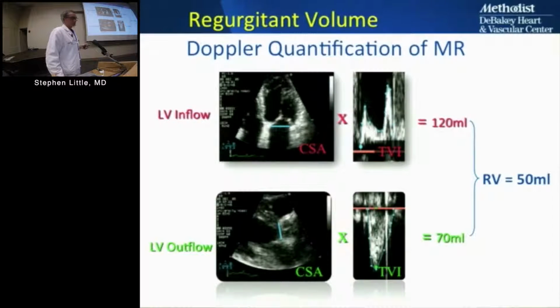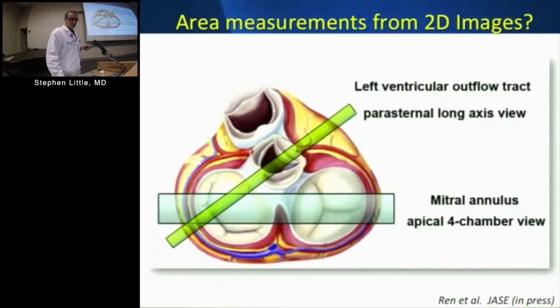And that's some of the math that we know. And this is an interesting study that showed some of the limitations of this 2D approach. So how do we get these images for our outflow and inflow areas? Well, that's how we get the LVOT, and that's typically how we get the mitral annulus, and that's the measurement you make across the mitral annulus.